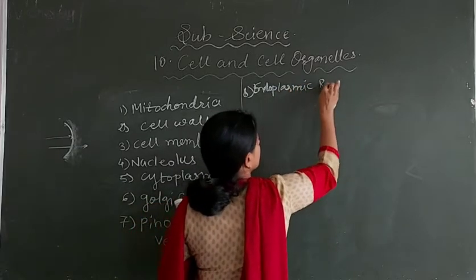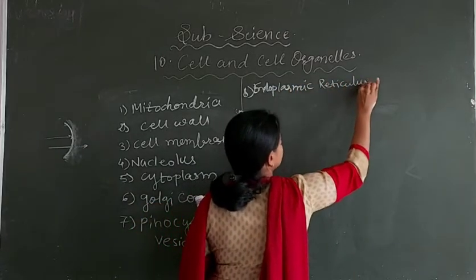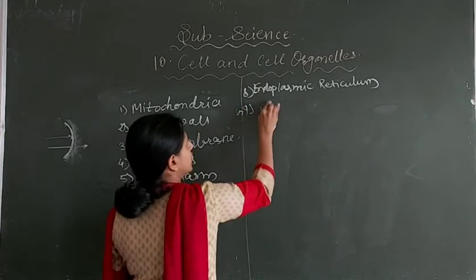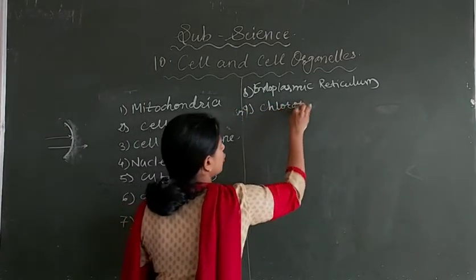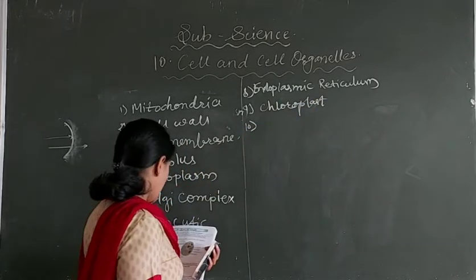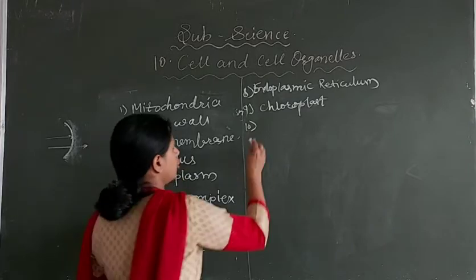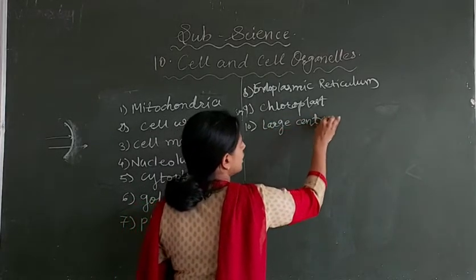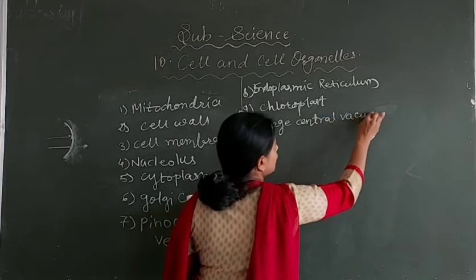Endoplasmic reticulum. Ninth one is chloroplast. That is the green in color. Chloroplast. Tenth one is large central vacuole. So write down large central vacuole.